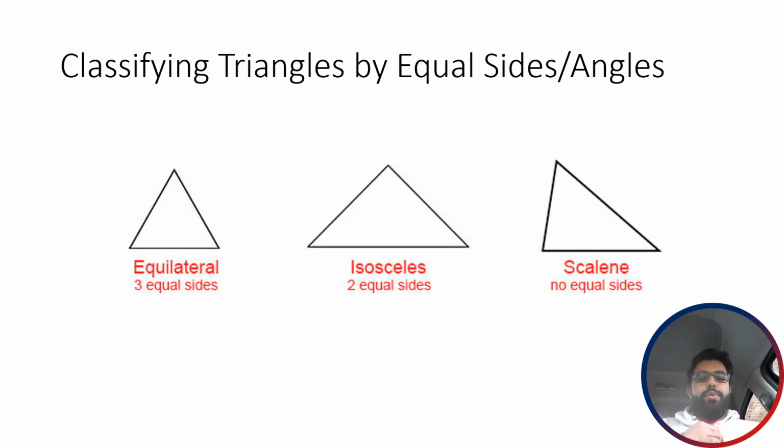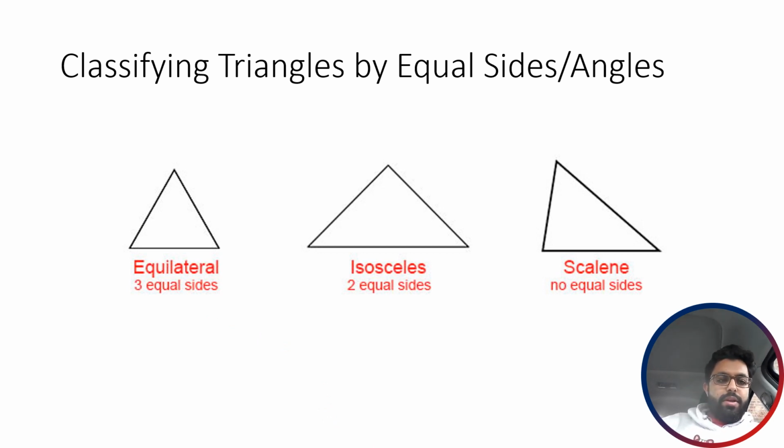So here we've got three different types of triangles, and the differences are how many sides of equal length, and how many angles of equal size we have between them. So the three types, the first one on the left, this is called an equilateral triangle. So that's one that's got three equal sides and three equal angles.